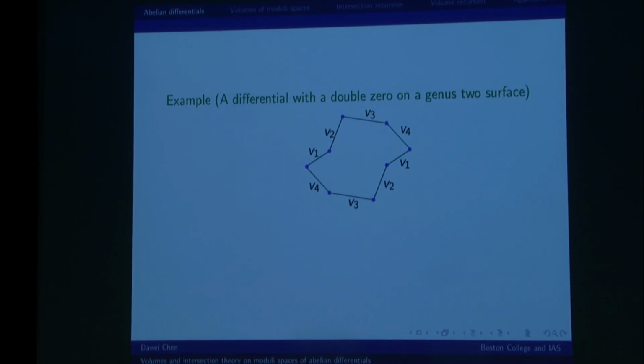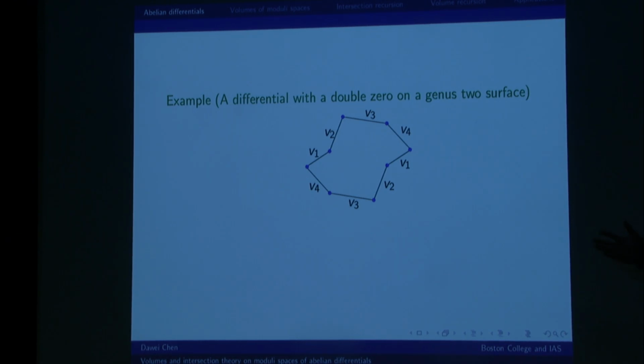So this 3 tells you locally you glue 3 disks consecutively. So the form omega at this point looks like d of z cubed up to some non-zero constant. And this is really z squared dz. So the exponent tells you you have a double zero at this special blue point, because this 3 becomes 2 plus 1, and this 2 tells you the zero order.